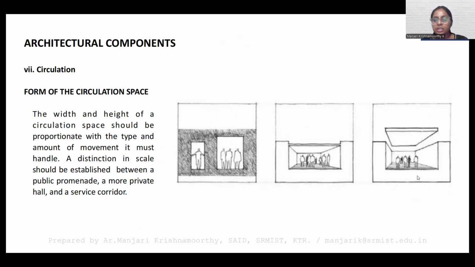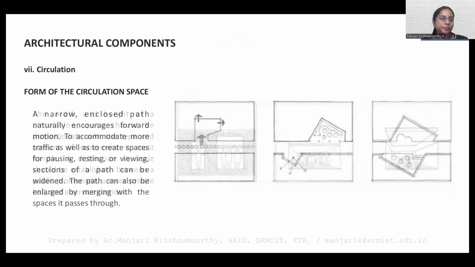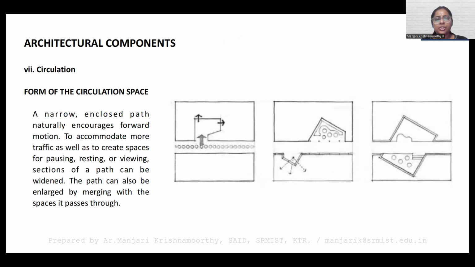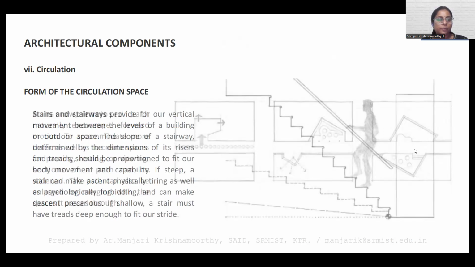Whereas here you can see a public promenade where you will also have openness but also equally enclosed. So here you can see combinations of narrow and enclosed path, but here you can see how pass or reversing can also, resting can also happen. Here is view. Viewing is, I can see parallel sides, both the paths are widened and merged.